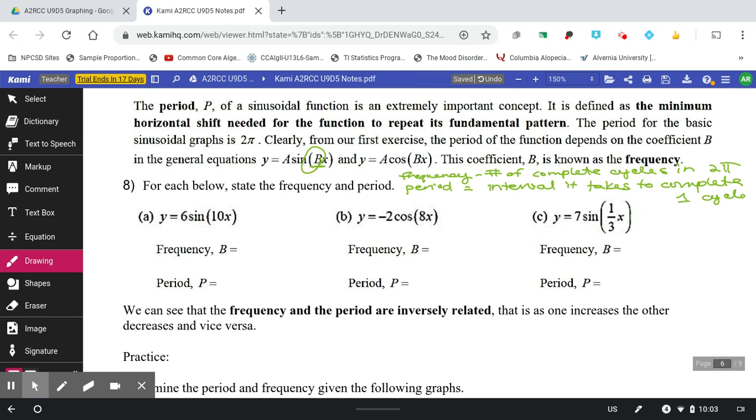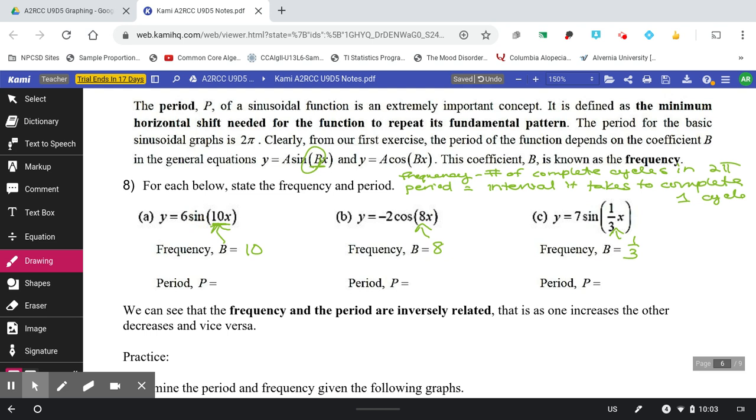Okay, so here, let's take a look. We have y equals 6 sine 10x. Okay, so I know that the frequency is 10. That b value is in our equation. So for all of these, we can go right in and say, okay, well, that's 8, and that's 1/3. Okay, but how do we find the period?